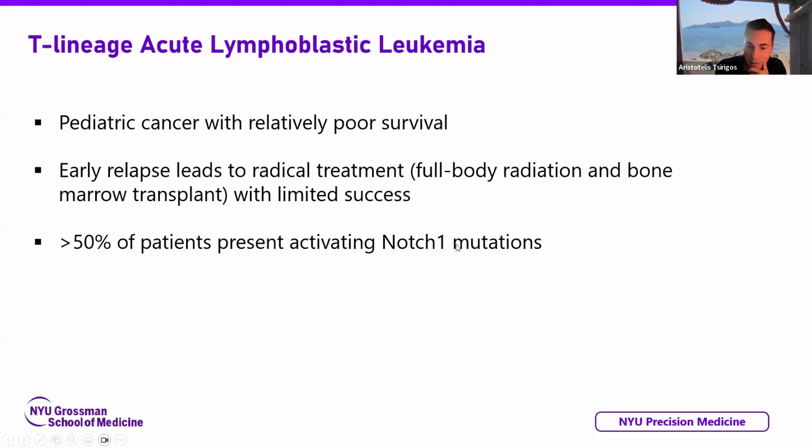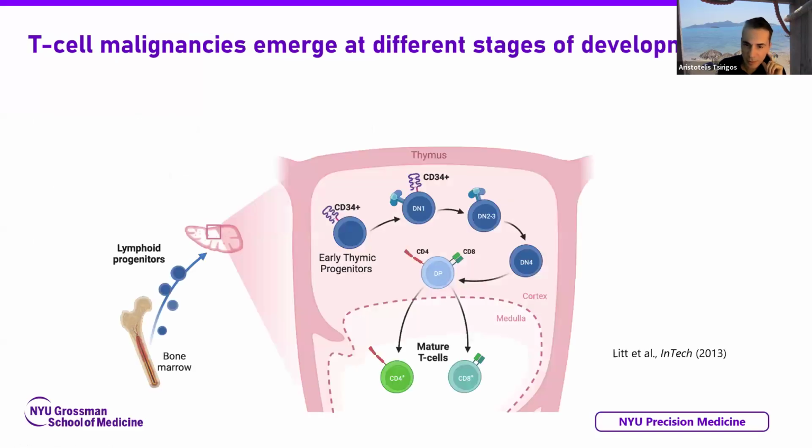So genetically, it's a relatively simple disease. If you think about genetic drivers, Notch is the main oncogene that drives the disease, and it's mutated in more than 50% of the patients. So how does leukemia happen? Think of the hematopoietic system, which starts all the way in the bone marrow where you have the hematopoietic stem cells. These differentiate initially into different types of progenitors. We're talking about T-ALL, so T-cell leukemia. So we're looking at lymphoid progenitors.